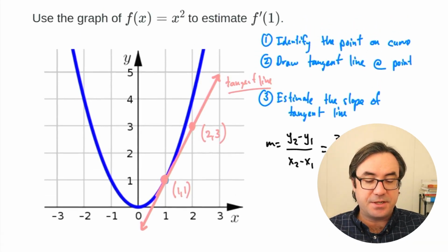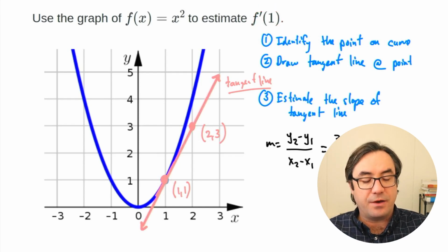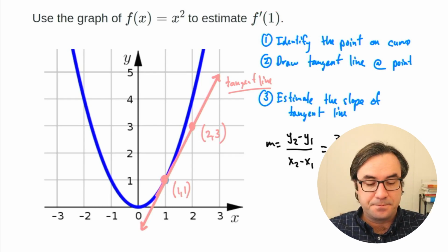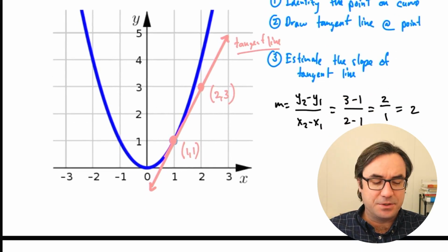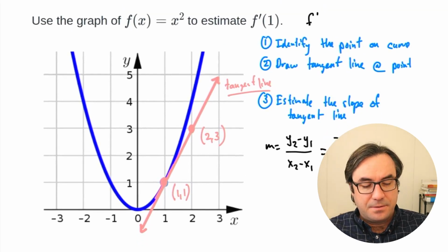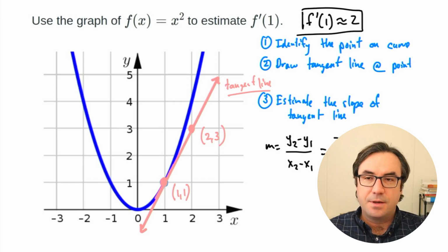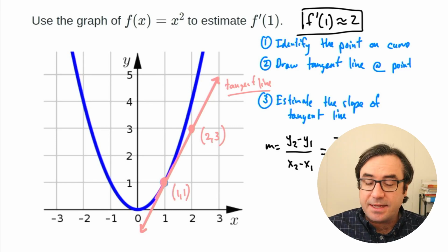And this slope that we just estimated, that's our estimation for the value of our derivative. So we just did it. This slope of 2, that's our estimate. And since we're doing an estimate here, we'll use approximately. All right, so that's really the idea.